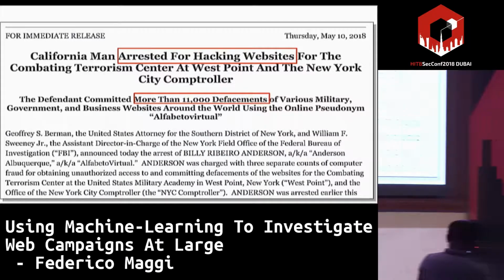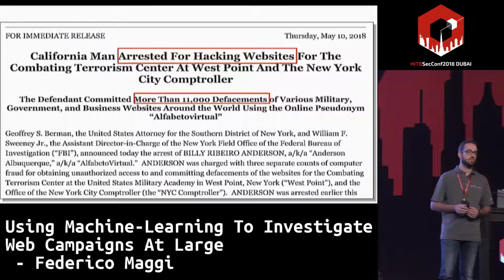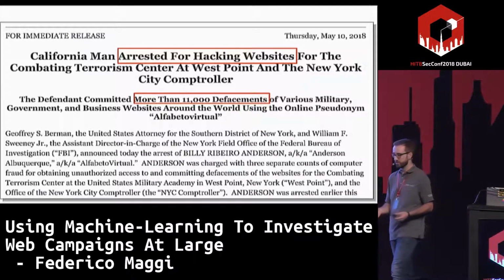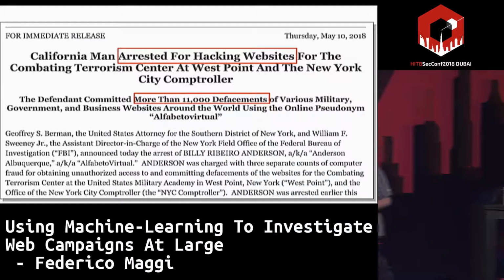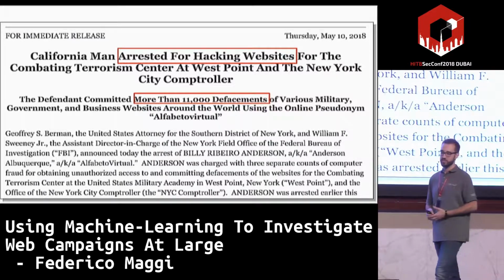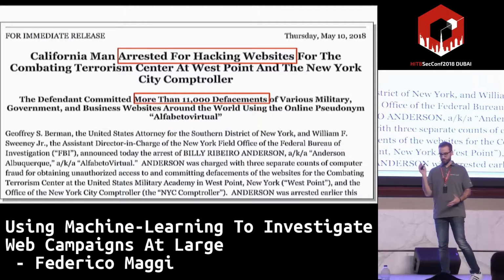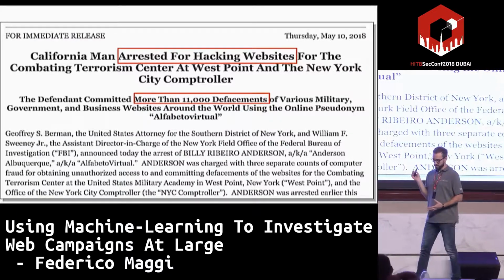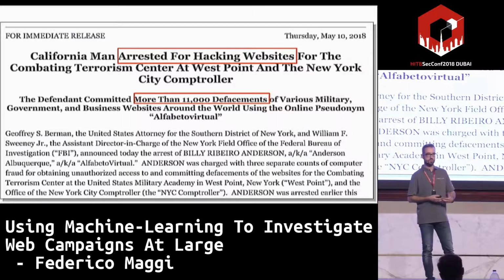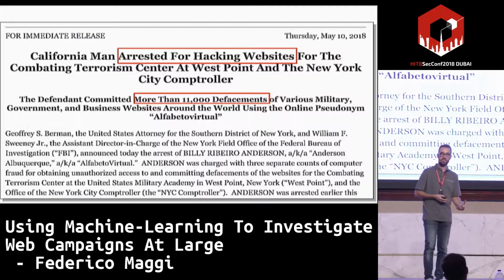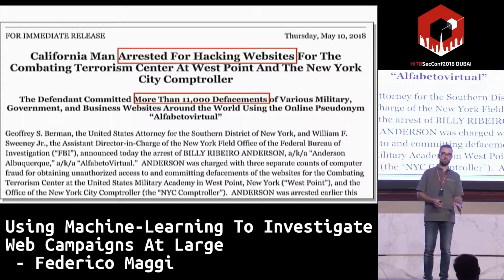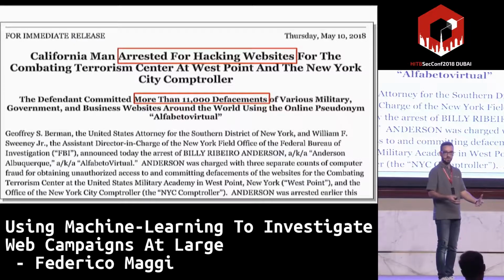Several people I talked to perceive web defacement as a thing of the past, something that script kiddies and people who just play around with web hacking do, just posting offensive content on the web. But it's actually different. It's a real thing. And as you can see from this news, a very famous defacer was recently arrested in California for defacing more than 10,000 web pages. So these things are real.